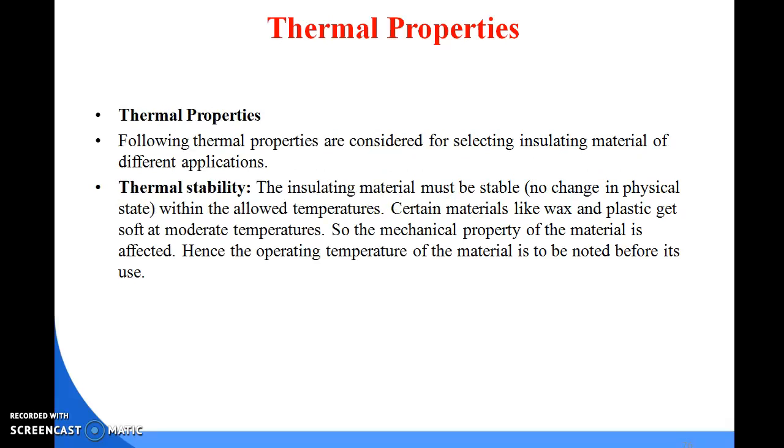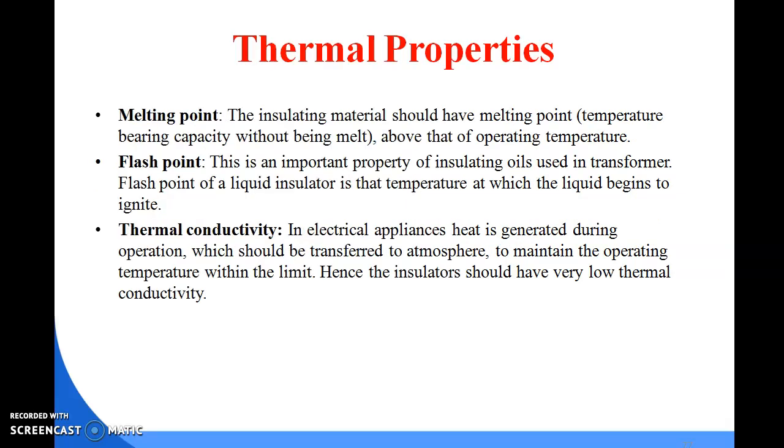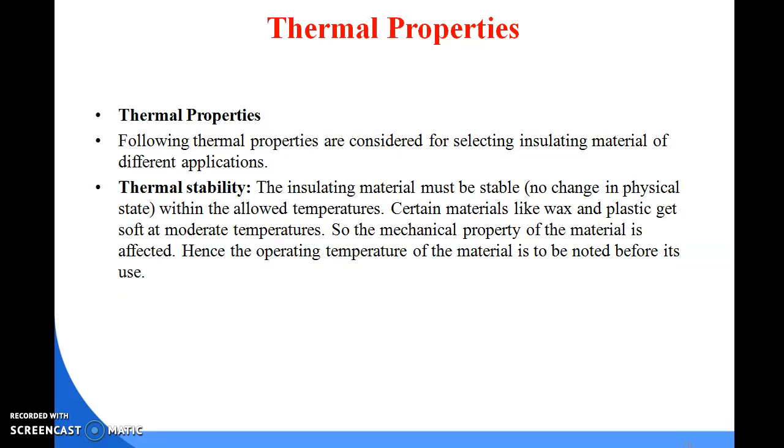What are the thermal properties? So we can consider the thermal property. Thermal stability is there, melting point is there, flash point is there, thermal conductivity is there. There are four points that should be considered in case of thermal properties. So the following thermal properties are considered for selection of insulating material for different applications.